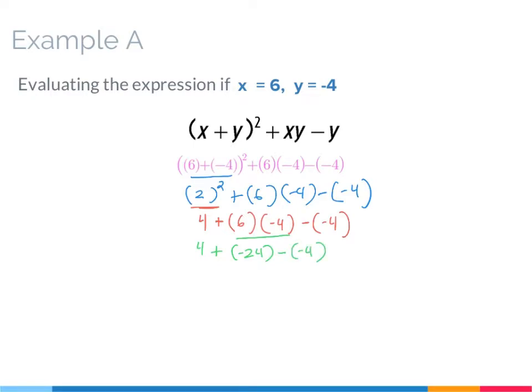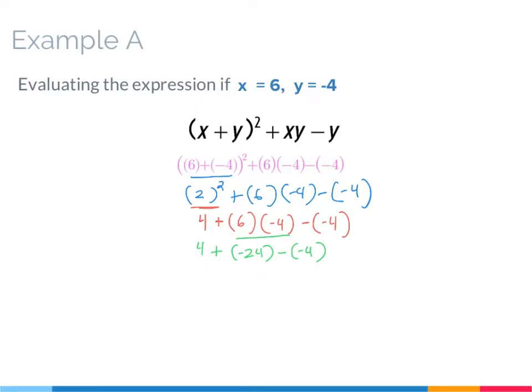Now I have everything as a plus or a minus. And again, if I have everything on the same line as a plus and a minus, I can just type that straight in my calculator and it will work. I'm going to go one step at a time so I don't get confused, but you could type this straight in your calculator, 4 plus negative 24 minus negative 4, and as long as you type that in correctly, it will come out correctly.